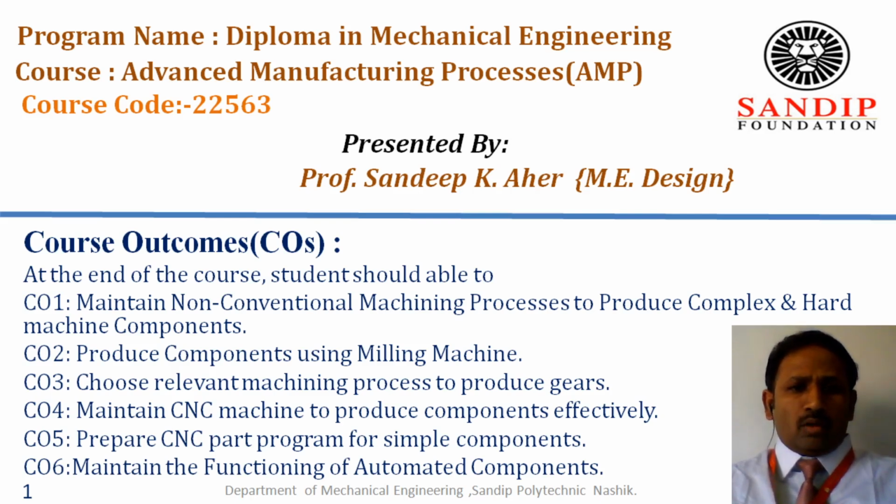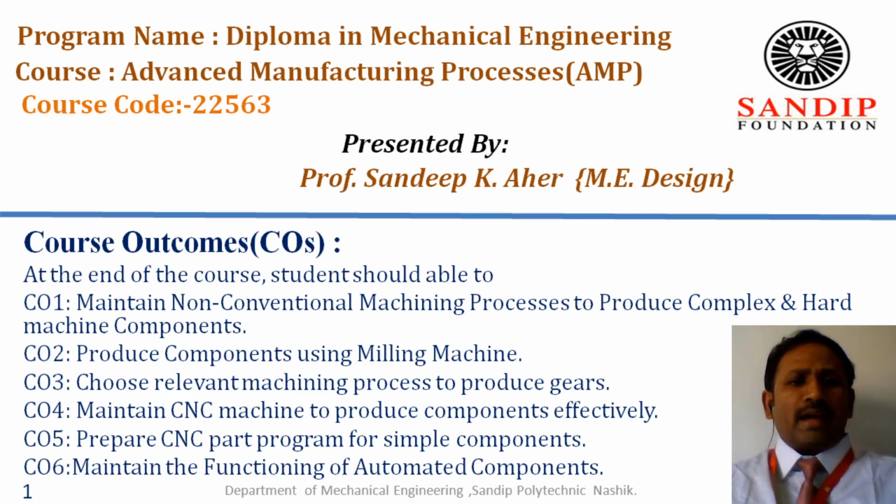After completion of the diploma, or after learning this subject, the student will be able to achieve certain course outcomes. First, CO1: maintain non-conventional machining processes to produce complex hard machine components. Second, produce components using a milling machine. CO3: choose relevant machining processes to produce gears. CO4: maintain CNC machines to produce components effectively. CO5: prepare CNC part programs for simple components. CO6: maintain the functioning of automated components. After completion of these 6 COs, students should do hands-on practice throughout life. For that purpose these course outcomes are there.